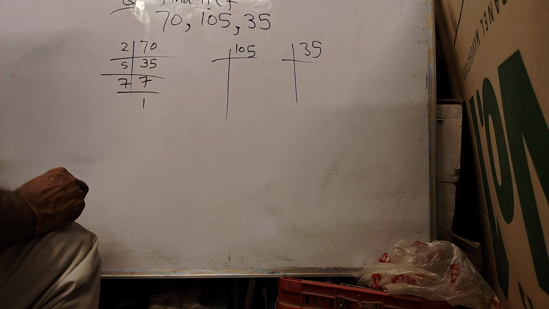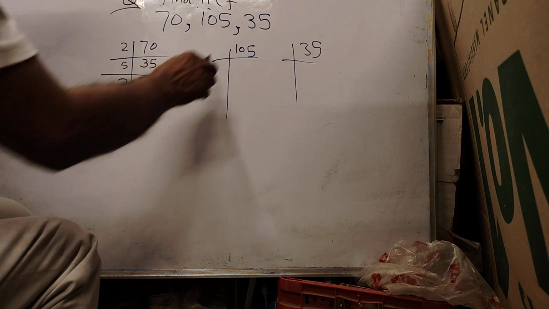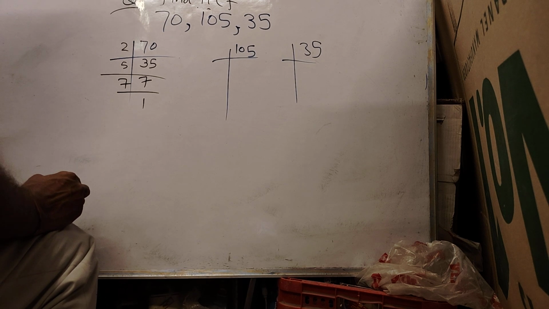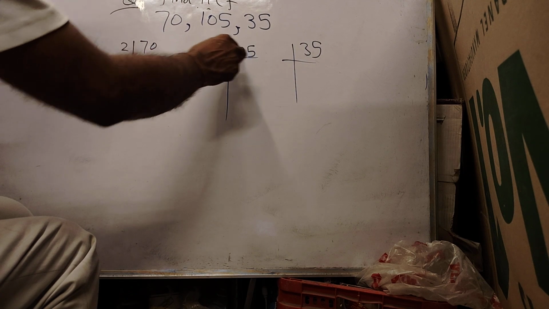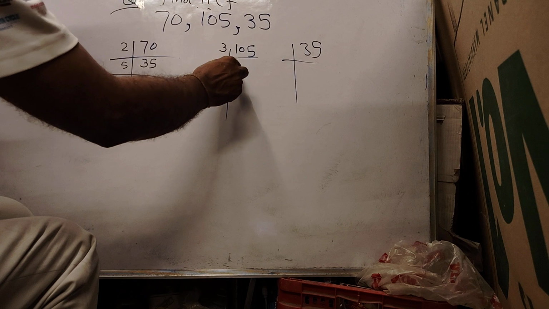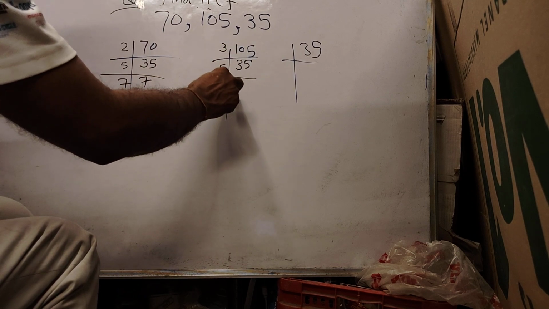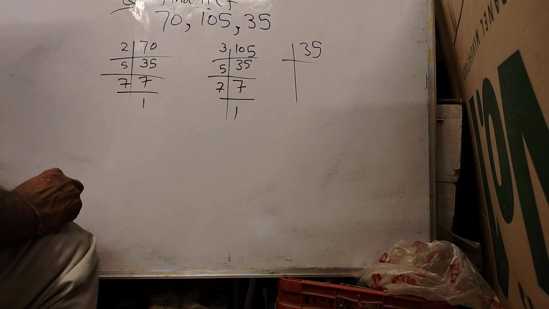Now 105. It is not divisible by 2 because it is an odd number. We can divide by 5, but it is also divisible by 3 because 1 plus 5 is 6. So we divide by the smallest prime number first. 3 into 35 is 105. Now 35 is divisible by 5, giving 7, and 7 is a prime number, so 7 divides 7, giving 1.